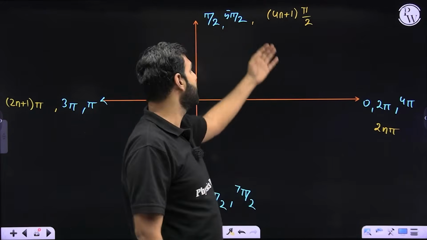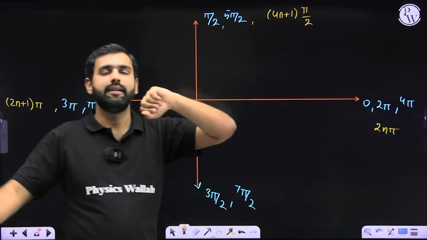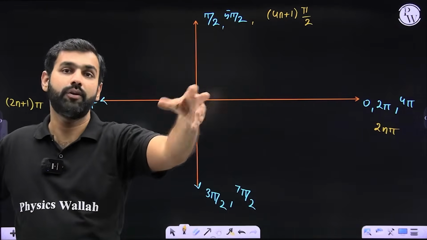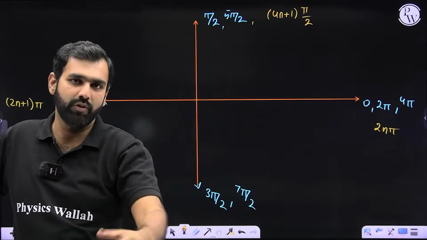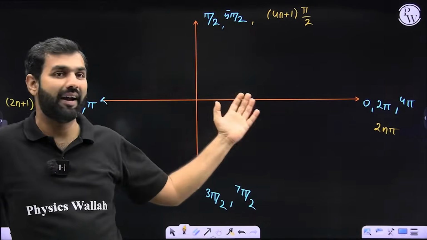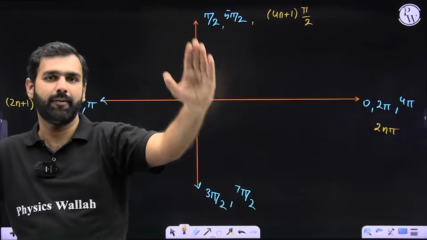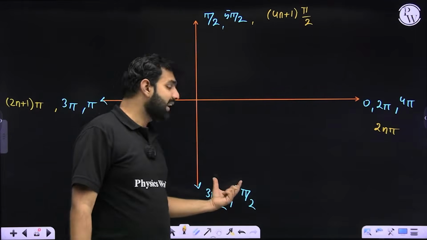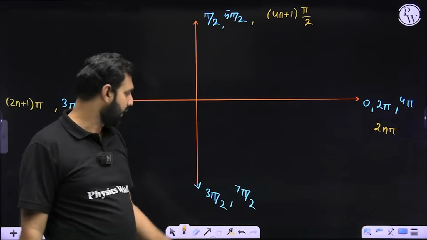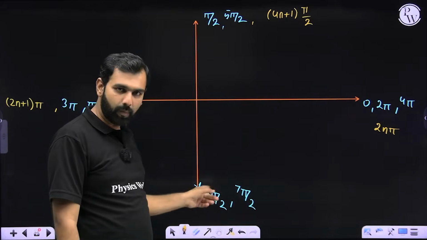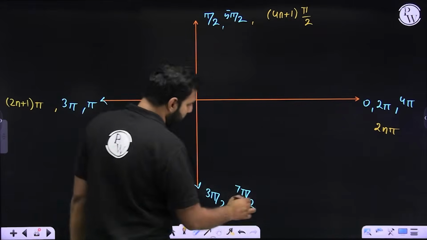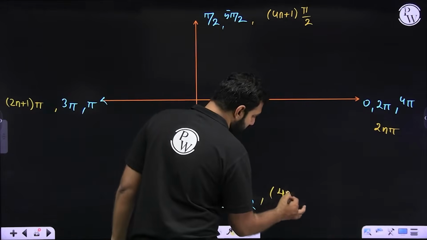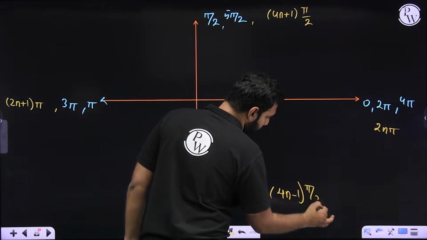If you keep replacing n with 1, 2, 3, 4 here, then these numbers will be 1 more than any multiple of 4, which means 4n+1: 1, then of course 5, then 9, something like that. And here, if you pay attention, they are 1 less than any multiple of 4. I hope you can see 3, 7. So 4 minus 1 is 3, 8 minus 1 is 7, 12 minus 1 is 11. Something like that you'll see here, which can be generalized as (4n−1) times π/2.